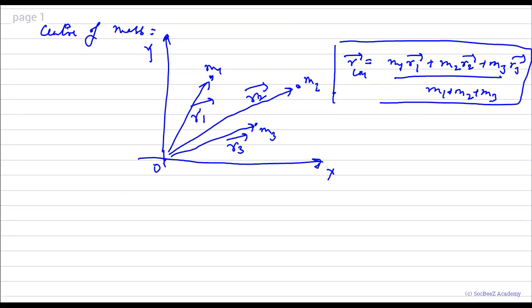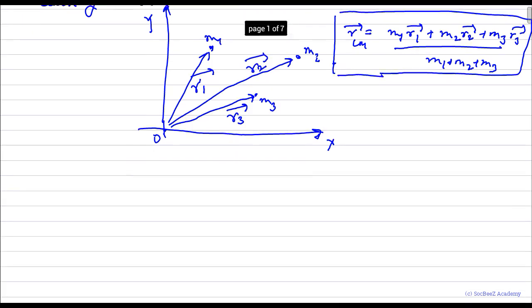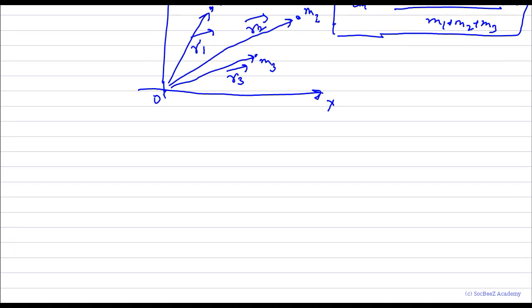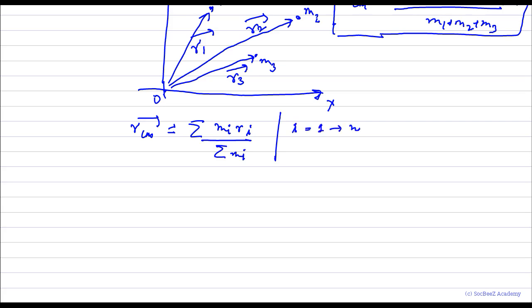To be more precise, if I extend this definition for n number of particles, then the position of the center of mass, that is RCM, is given by sigma mi ri upon sigma mi, where i is from 1 to n. This definition is for discrete particles.